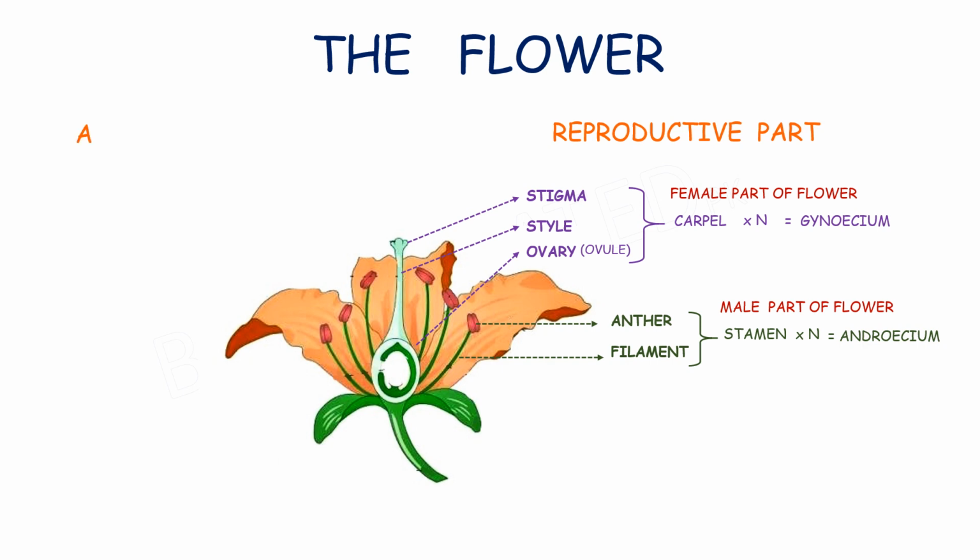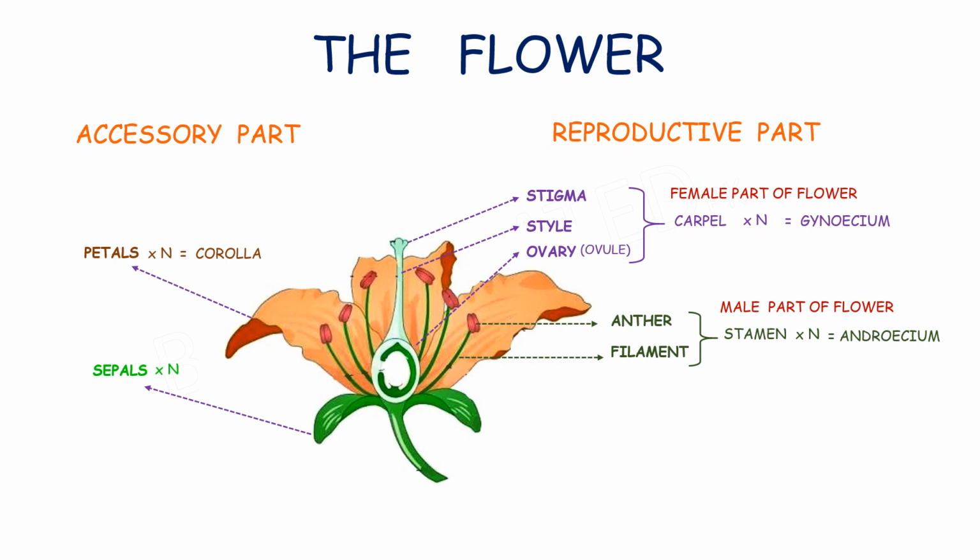Now the second portion, the accessory part of flower. The colored floral leaves of flower are called petals. Petals have different colors, shapes, and sizes according to their species. A group of petals is known as corolla. The green colored portion below the petals is called sepals. These sepals are present on the floral bud as covering. Later on they grow in a flower and form sepals. Now the group of sepals is called calyx.